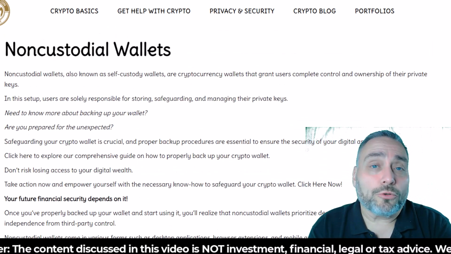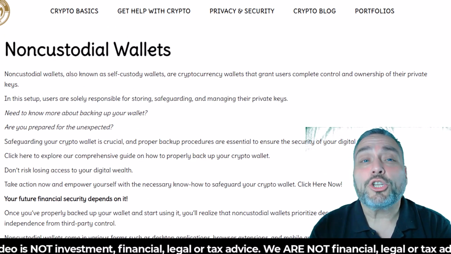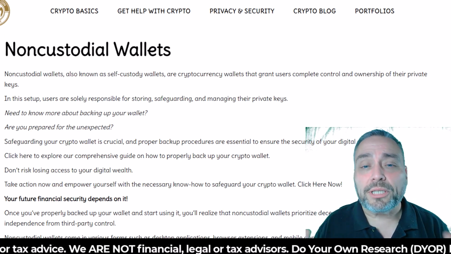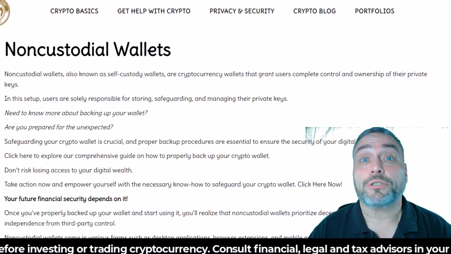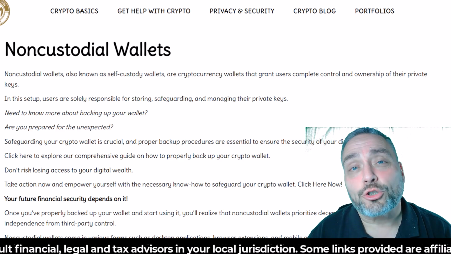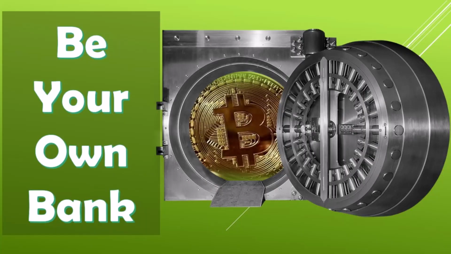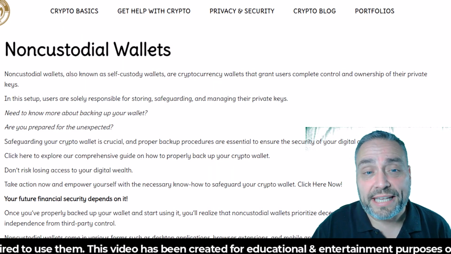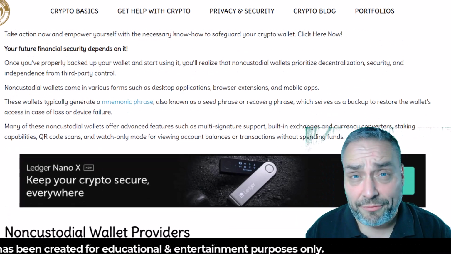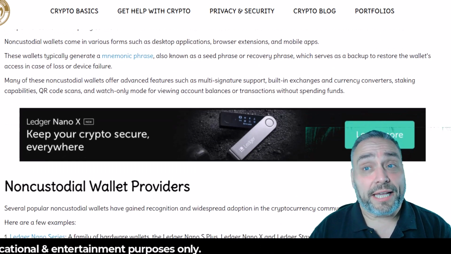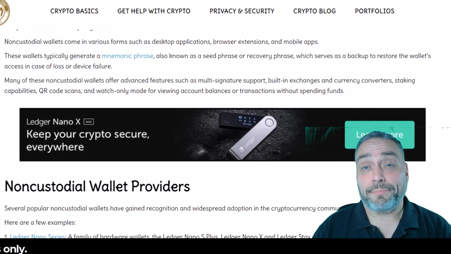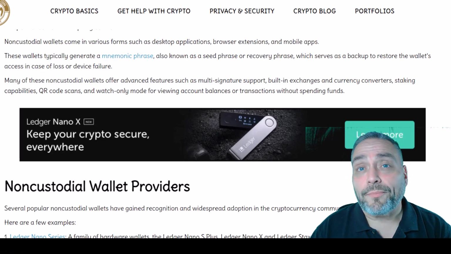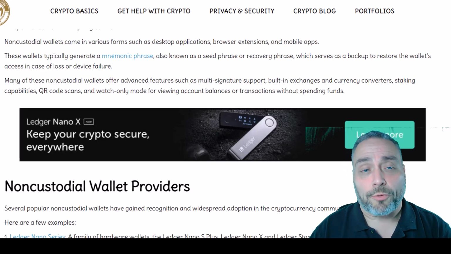Non-custodial wallets are also known as self-custody wallets. Basically, you, the owner of the wallet, have complete control of your private keys. These are the type of wallets I advocate you use. You really should be using a non-custodial wallet. You need to be the bank. You are the bank. And the only way you can do that is by being in complete control of your private keys. Non-custodial wallets come in a lot of different forms and fashions: desktop applications such as Exodus Wallet, browser extensions such as MetaMask, or mobile apps. It doesn't matter where you have them, as long as you are in control of your private keys.